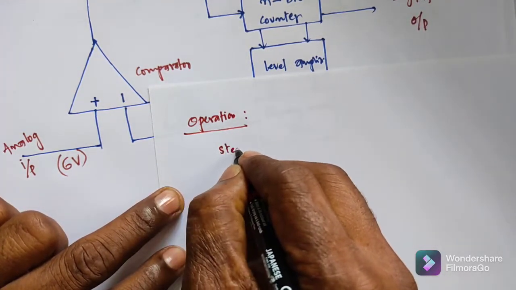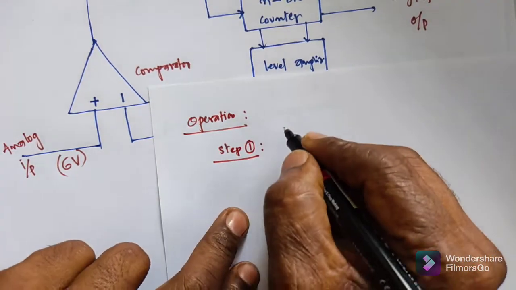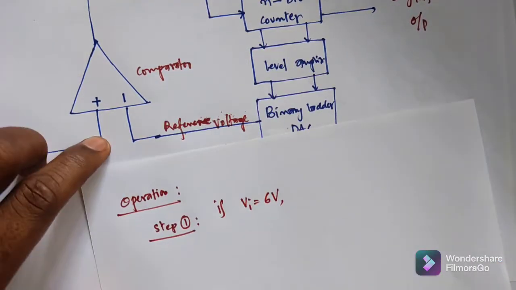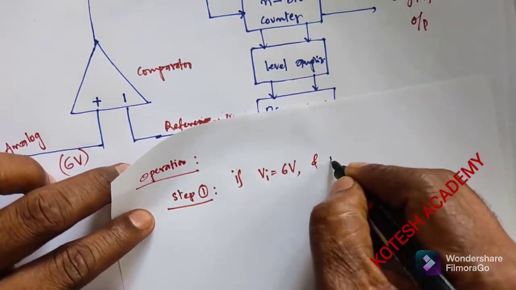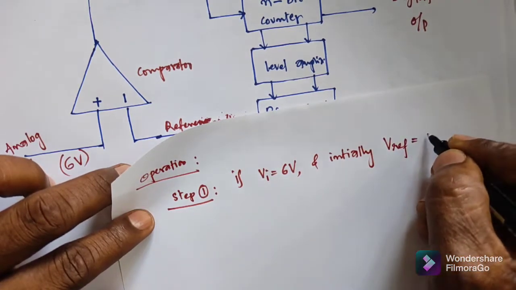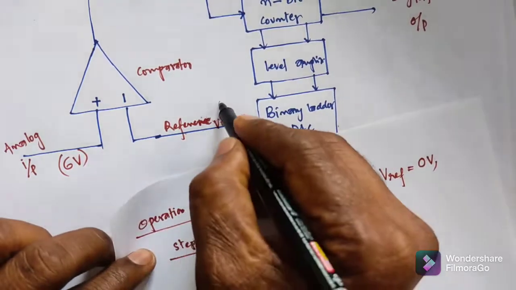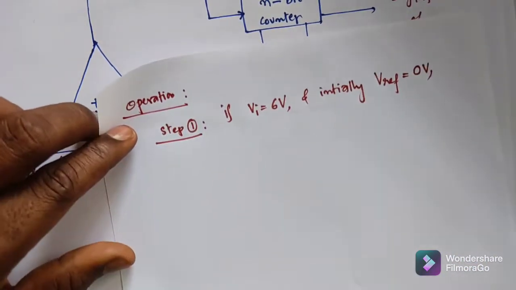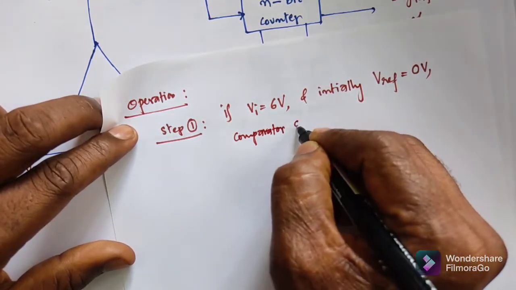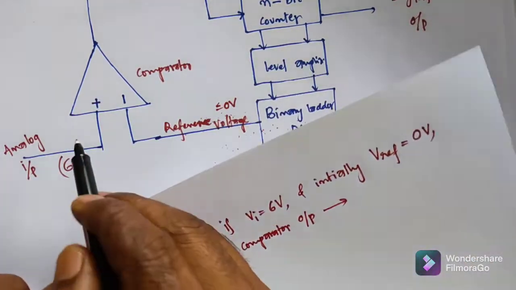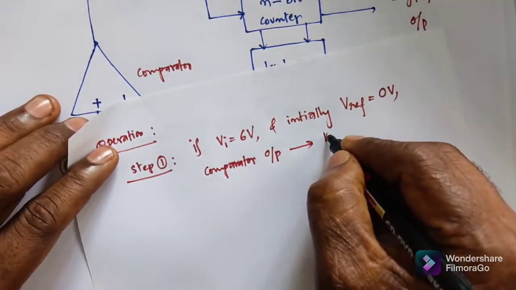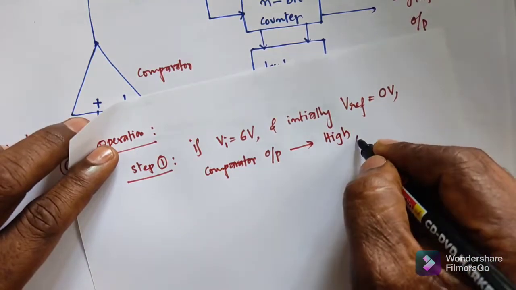Step one: if the input voltage is 6 volts, then initially the V reference value is 0 volts. The V reference value is 0 volts initially. Then what about the comparator output? Here the input voltage is 6 volts and this value is 0. Comparing these, the comparator output will be high.